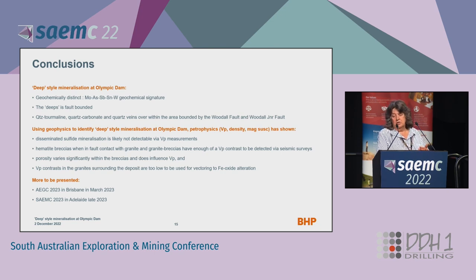The hematite breccias in fault contact with the granite breccias have enough of a contrast to be picked up by reflection surveys. The porosity, though, does vary significantly within these breccias, and it does influence the velocity. So sometimes we can have granite breccias that have the same velocity as a hematite breccia that has 50% iron in it. So one number doesn't suit everything.